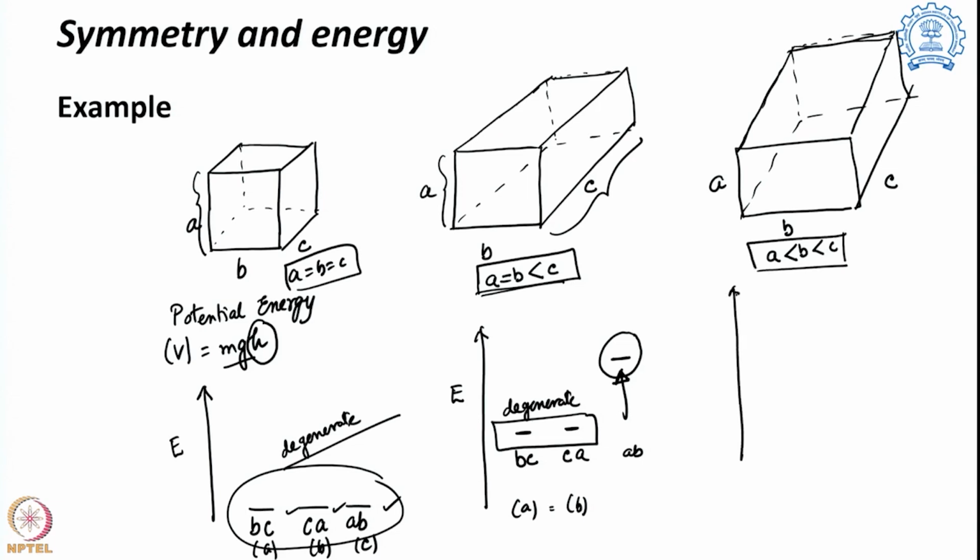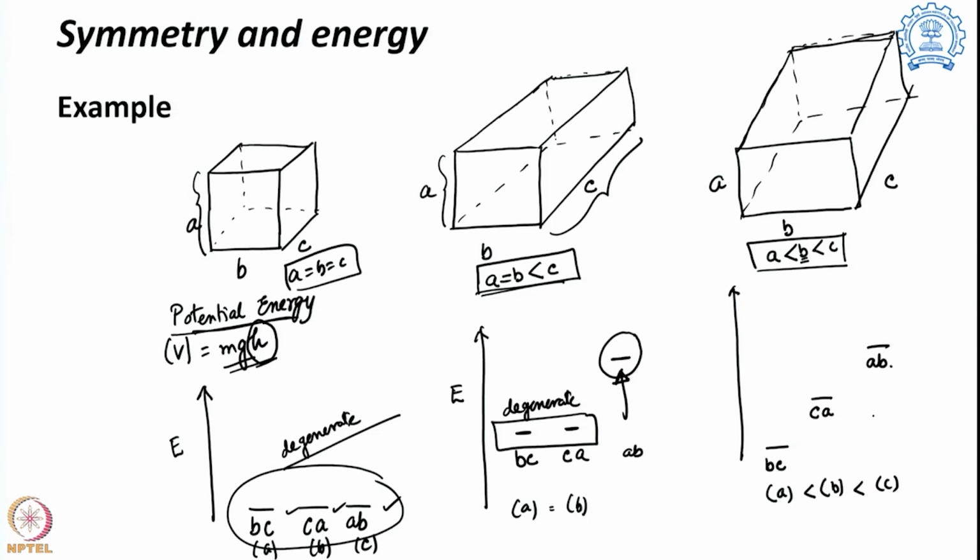Now what will happen? The energy will depend on which of them is actually higher. Because we are measuring potential energy here, height is the important factor. So C will be the height when I am talking about the AB face. Then comes B, which will be the height when I put the system on the CA face, and A will be the height when I put it on the BC face. So A is less than B is less than C. That is why you will see the highest energy on AB, then CA, then BC. And here you can see there is no degeneracy at all, all of them are different.